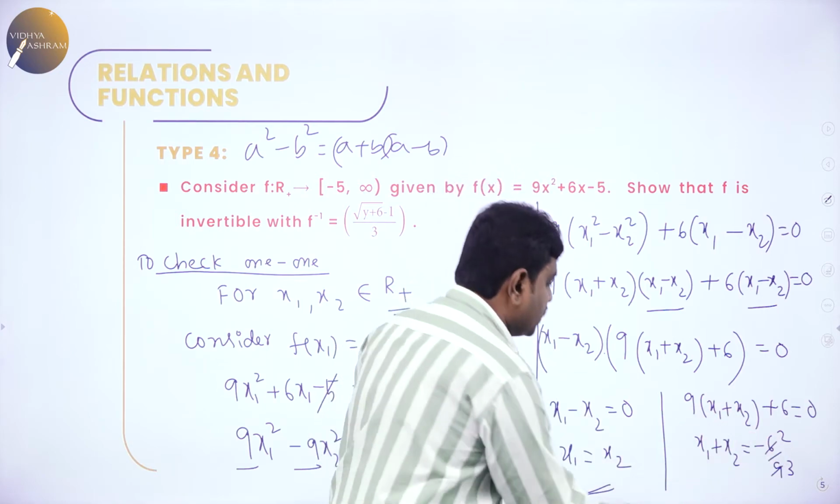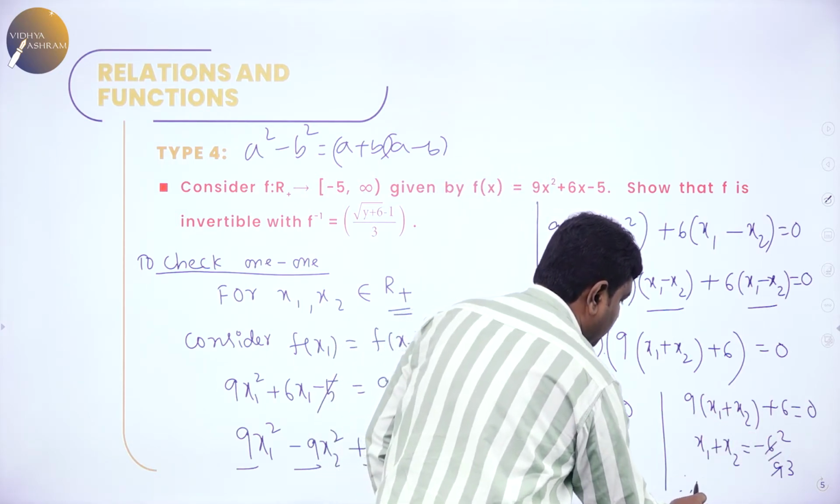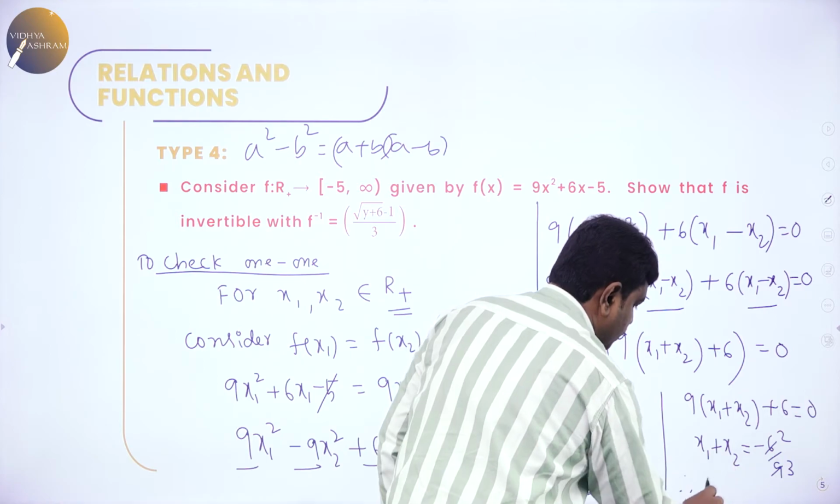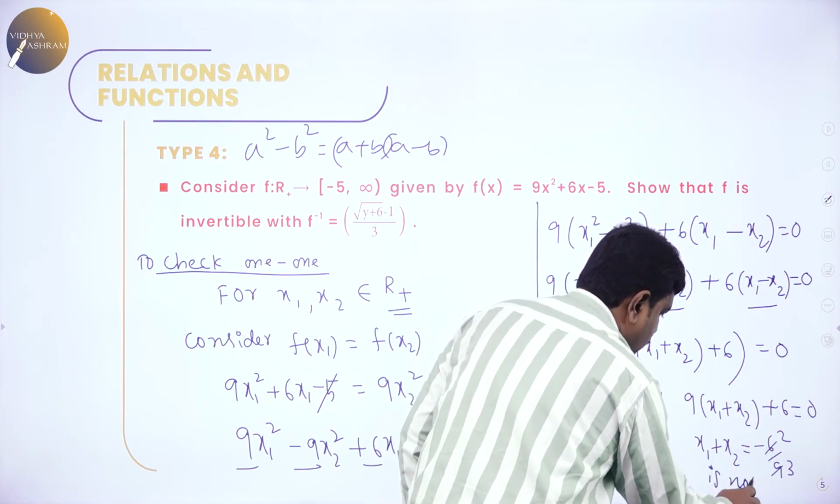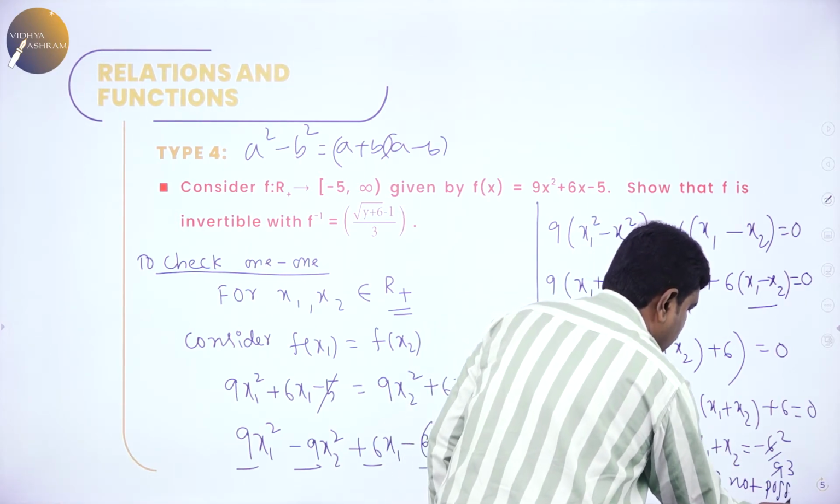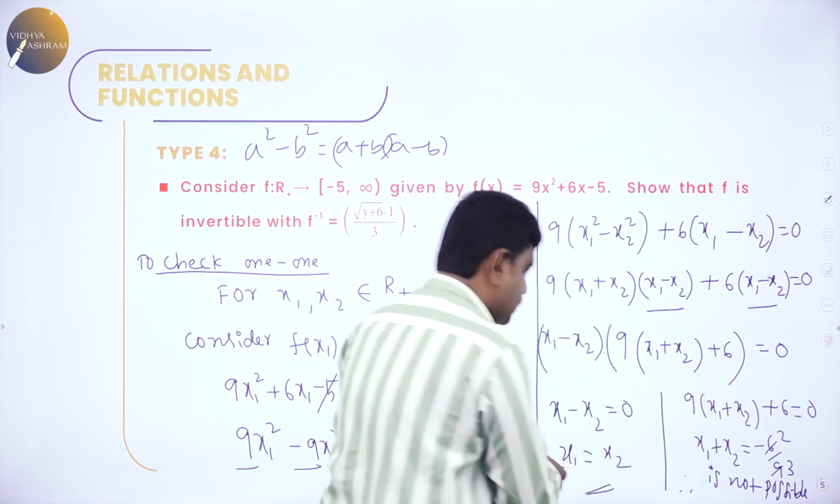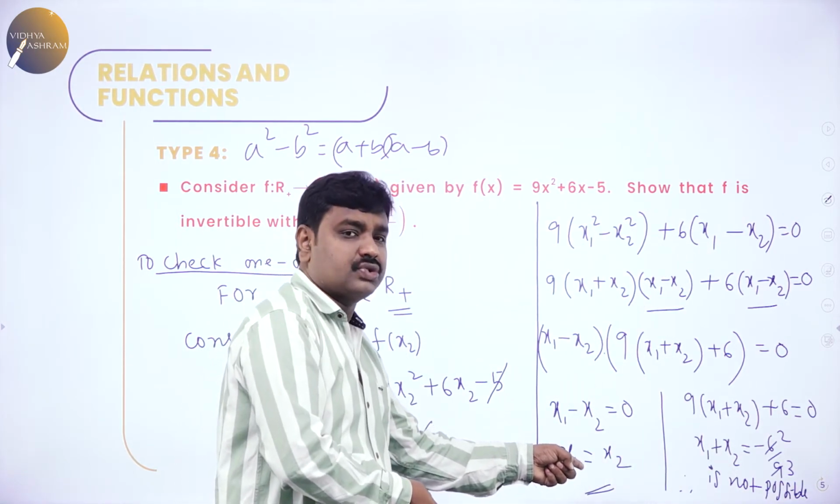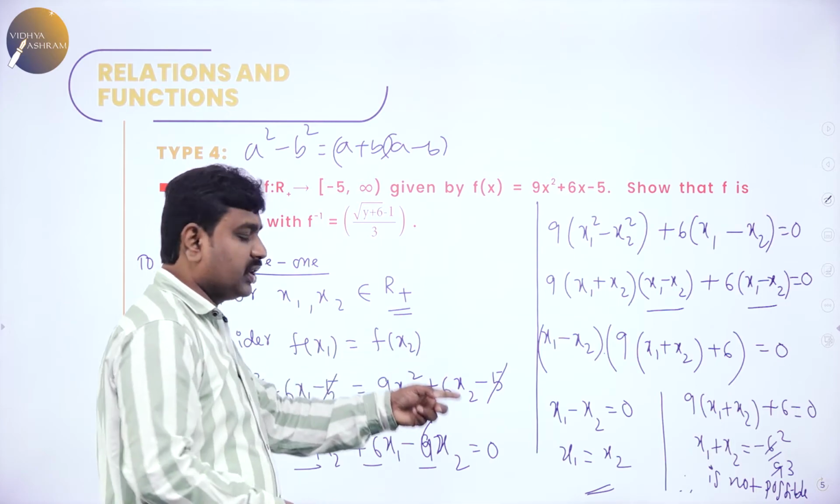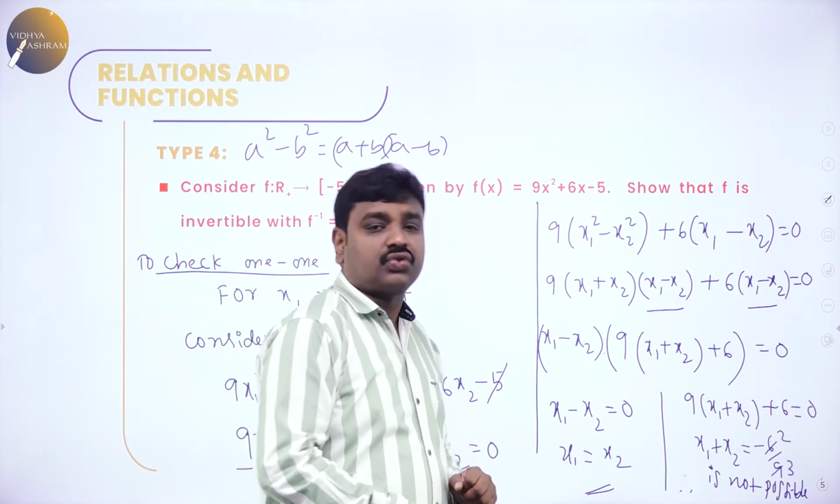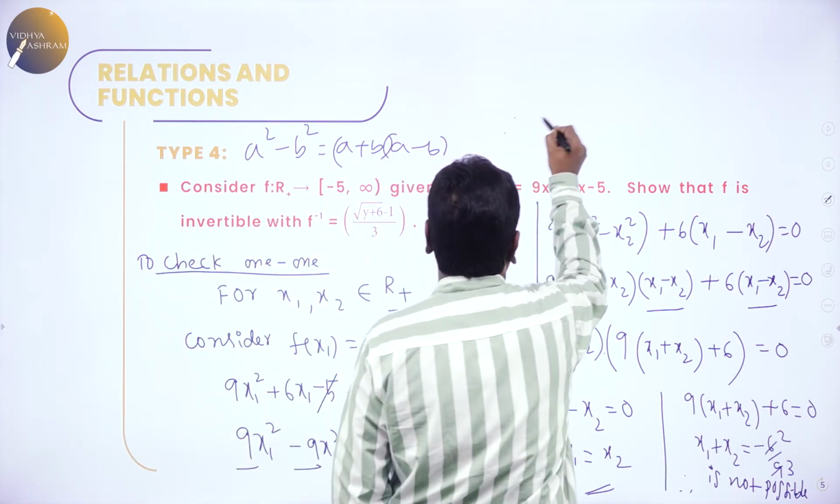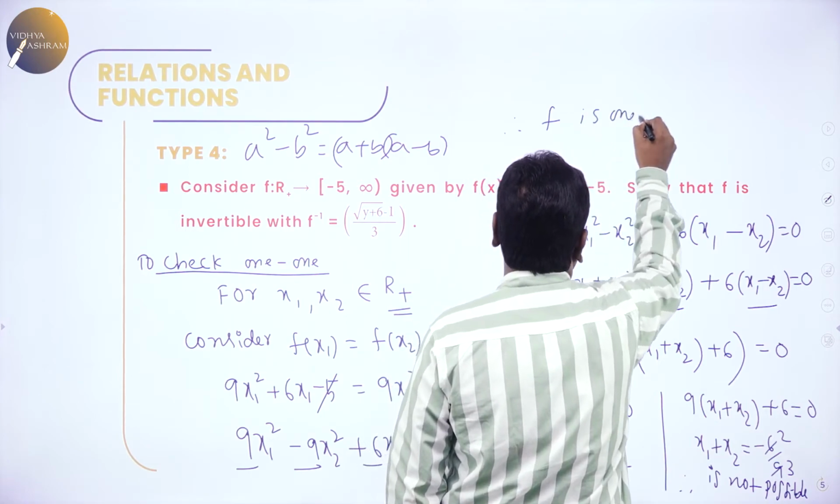No. So therefore what is the conclusion? Therefore this is not possible. So x1 plus x2 is not possible. This is not possible and definitely this is the only answer, that is x1 equal to x2. We assumed f of x1 equal to f of x2 and we arrived at x1 equal to x2. Therefore f is what? One-one.